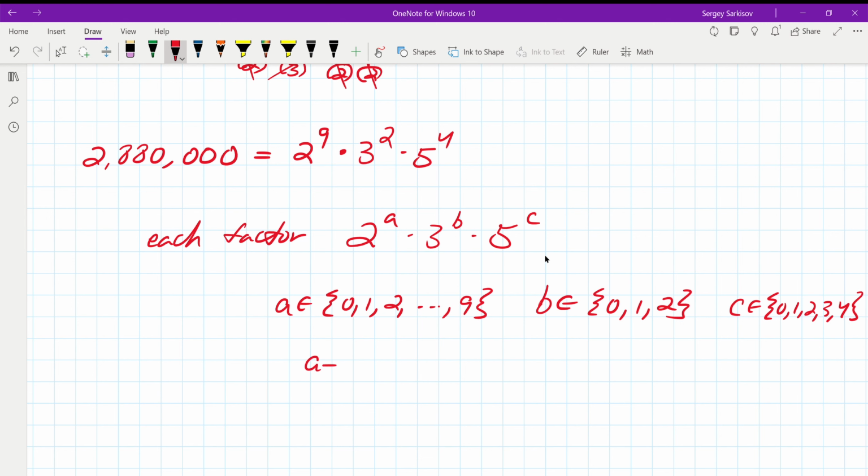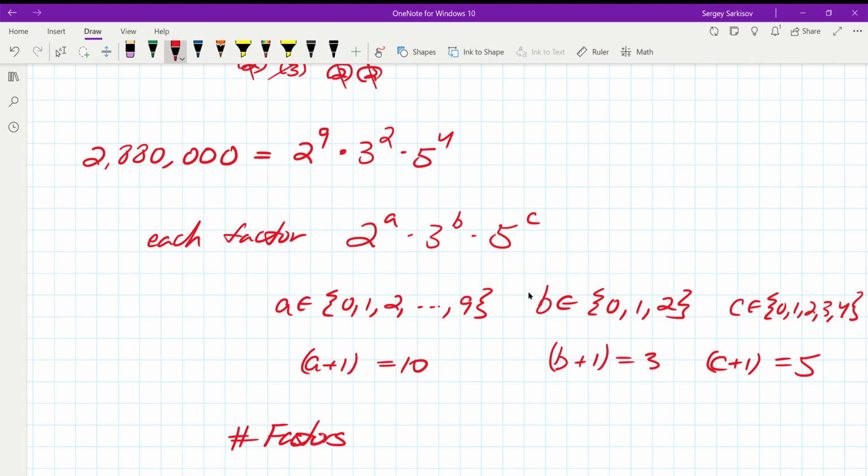So we have a plus 1 is a 10. Get it? Number of possible factors, how many possible 2's do you have? 0 through 9, so you take that power, add a 1 to it. Take this power, add a 1 to it. And that's going to be 3 possibilities here. And C plus 1 is going to be, you can see, 5. So number of factors is equal to 10 times 3 times 5. And that's not difficult for us to multiply and get 15 times 10, that's 150, which we do not want to write out and count at this point, right? Wow, cool, right? All right, that's the idea, everyone.